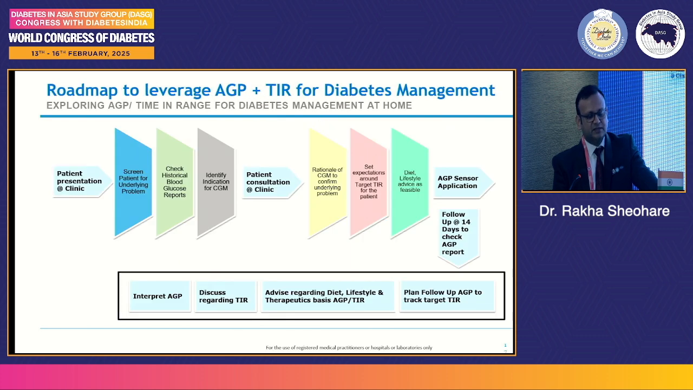So, a roadmap to leverage AGP plus TIR for diabetes management. Suppose a patient presents at the clinic: screen for underlying problem, check historical blood pressure reports and blood sugar reports, identify indication for CGM, patient consultation in the clinic, then rational use of CGM to confirm the underlying problem, because every patient is a different patient. Give diet and lifestyle advice according to the glycemic variability of the patient. If a patient has a high degree of excursion at lunch, you need to show that patient those readings and give the highest possible dose at that time rather than at breakfast or dinner. So you can very well see what you are going to do, and that gives the results.